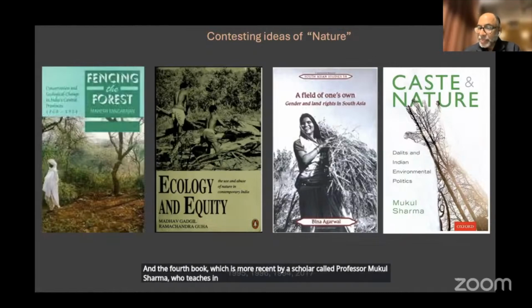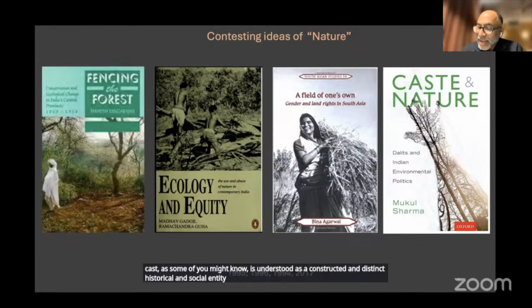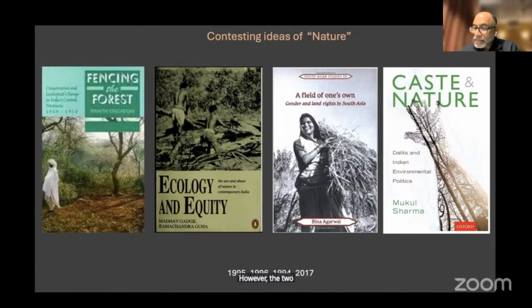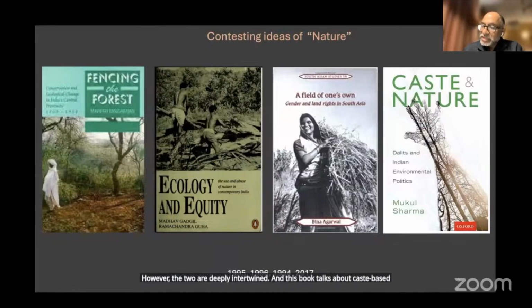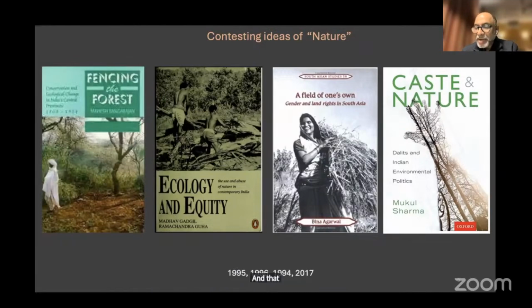And the fourth book, which is more recent, by a scholar called Professor Mukul Sharma, who teaches at Ashoka University, brings out another trajectory of fracture in the idea of nature, and basically talks about caste. Caste, as some of you might know, is understood as a constructed and distinct historical and social entity, whereas nature is considered as natural, common, and inherent. However, the two are deeply intertwined. And this book talks about caste-based structures which have shaped environmental discourse and practices in India, and that the Dalit or the caste experience is a distinct experience of the environment.